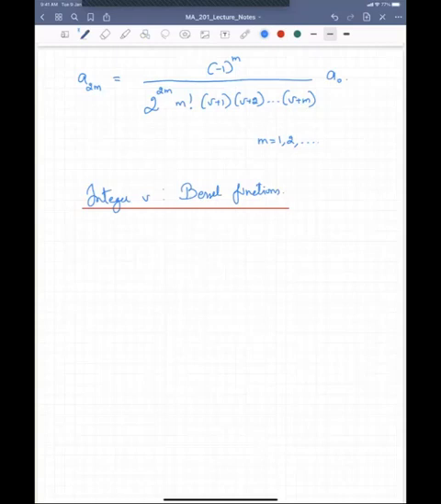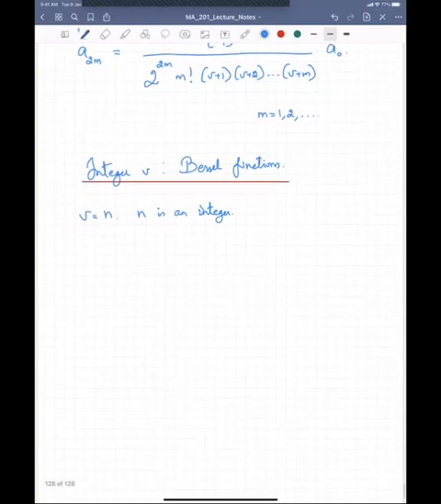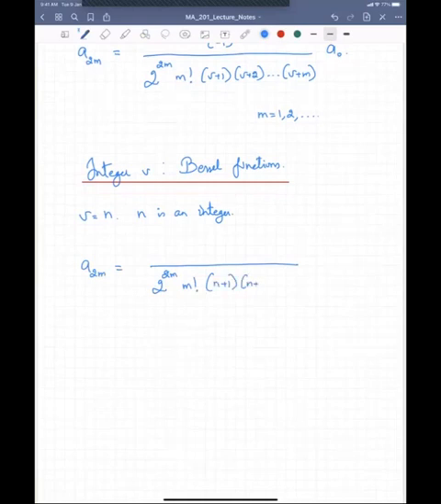So let's consider nu to be an integer. So nu equals n, n is an integer. Okay, so what is my a to m in this case? A to m would be the denominator, again a 2 to the 2m, m factorial. I'm going to replace all the nus by an integer n plus m. The numerator, of course, has a minus 1 to the n times a0.